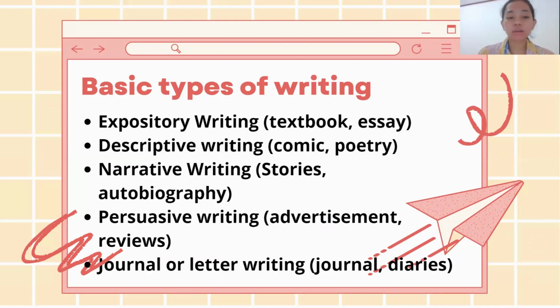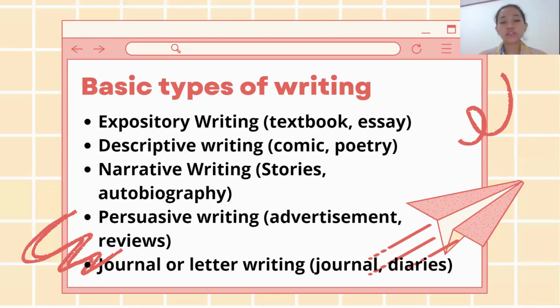Next one is descriptive writing. This helps the reader visualize in detail a character, event, place, or all these things at once. The author might describe the scene in terms of all 5 senses. So, descriptive writing can be found in comics or poetry.